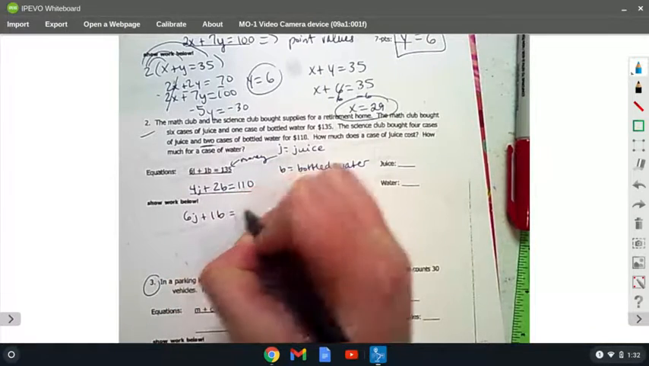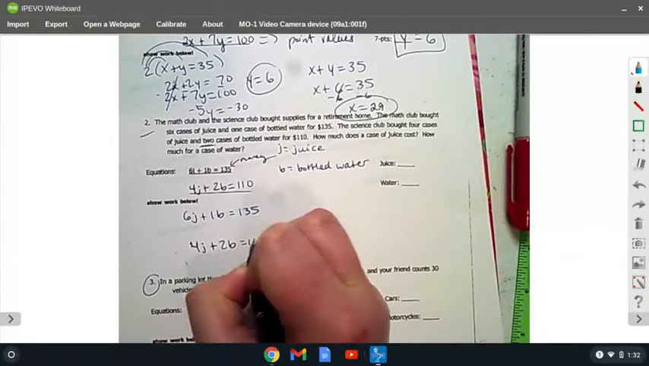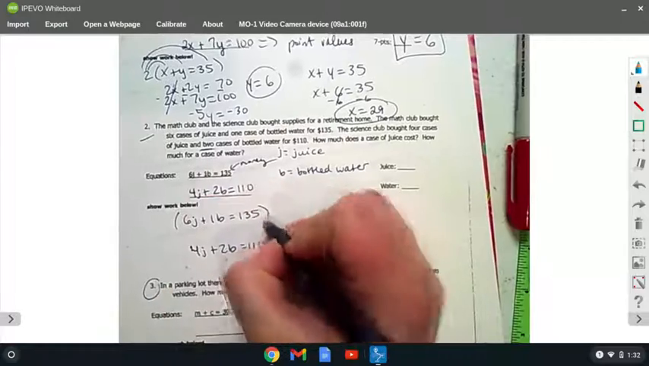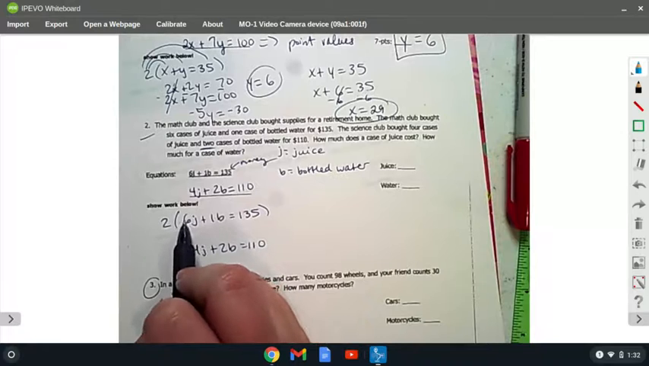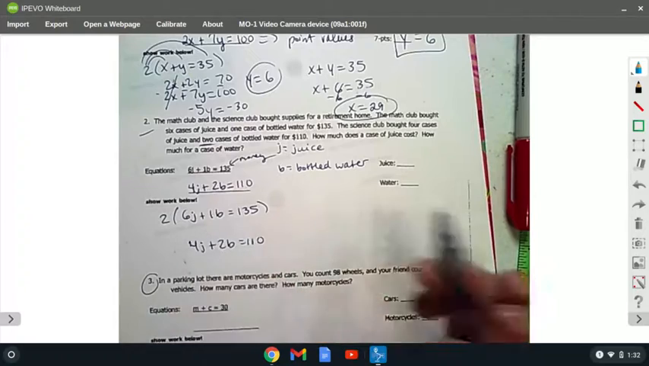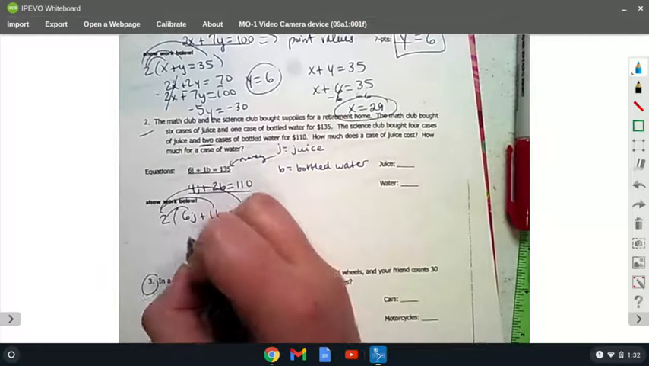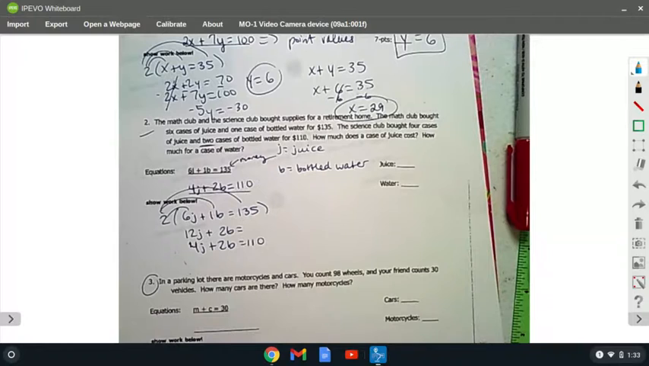I would probably alter the top one. The reason I would alter the top one is because I can multiply by 2, and then I'll be able to eliminate these b's, right? So 4 can't go into 6 evenly. I'd have to multiply by a fraction. However, 1 can go into 2 if I just multiply by 2. So I'm going to multiply by 2 and distribute. So 2 times 6j is 12j, 2b, and then I have 135 times 2, which is going to give me 270.